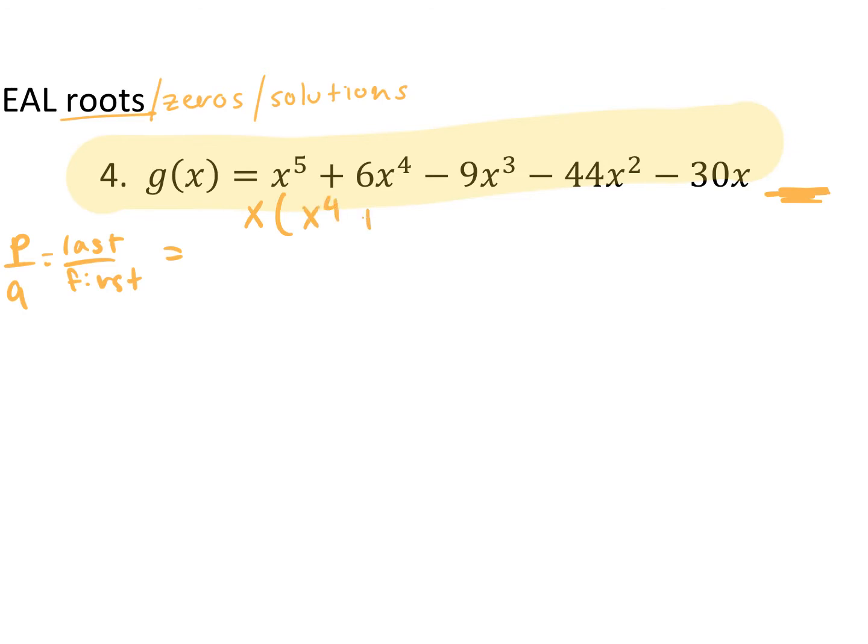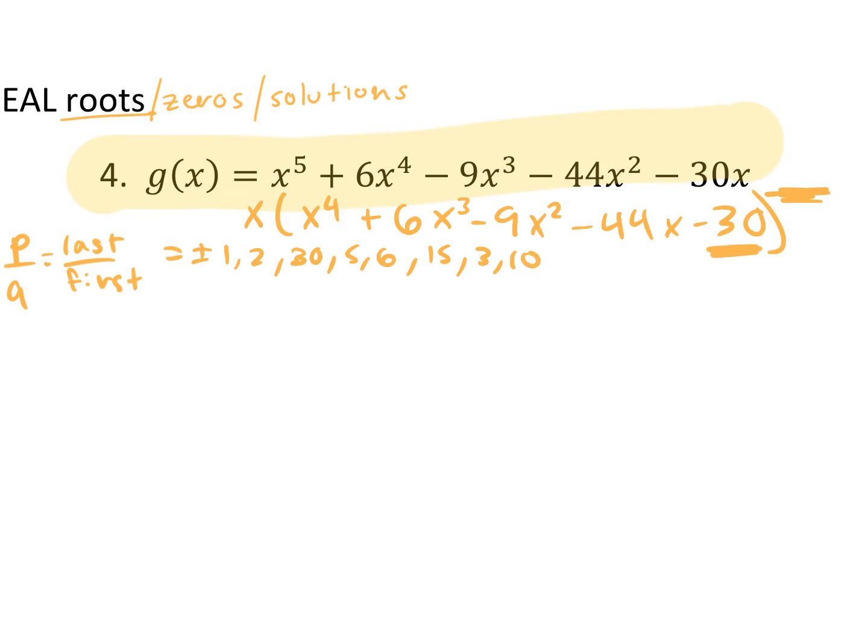So then I'm left with x to the 4th power plus 6x cubed minus 9x squared minus 44x minus 30. So now I have that constant term 30. So what are factors of 30? 30, 5 and 6, 2, 15, 3 and 10. I think that's all of them. And then factors of our first, our leading coefficient is just 1, so that would just be plus or minus 1.